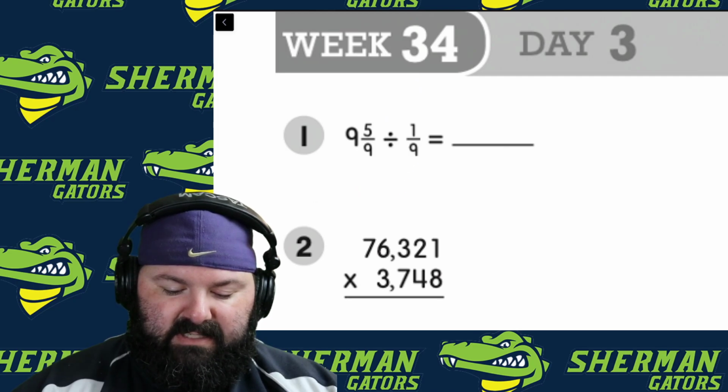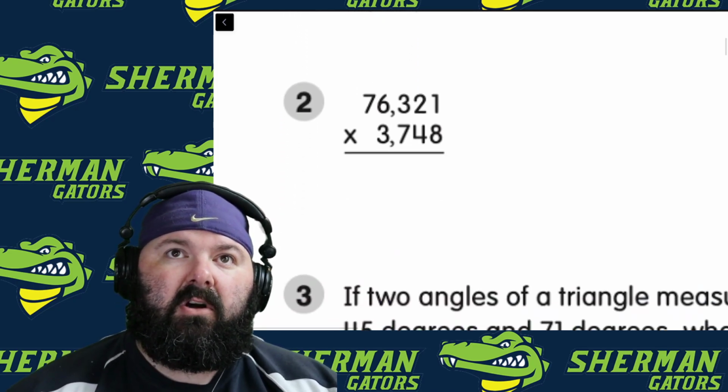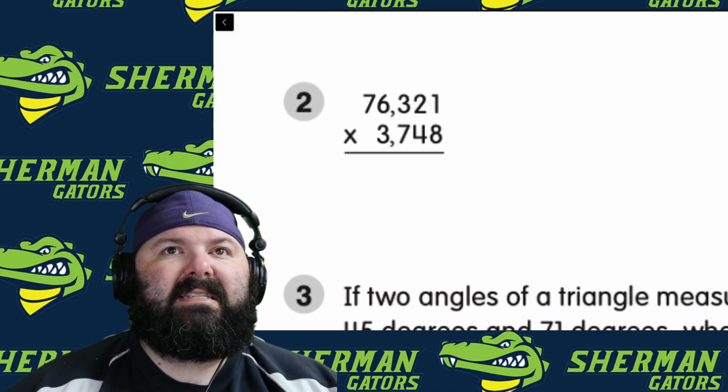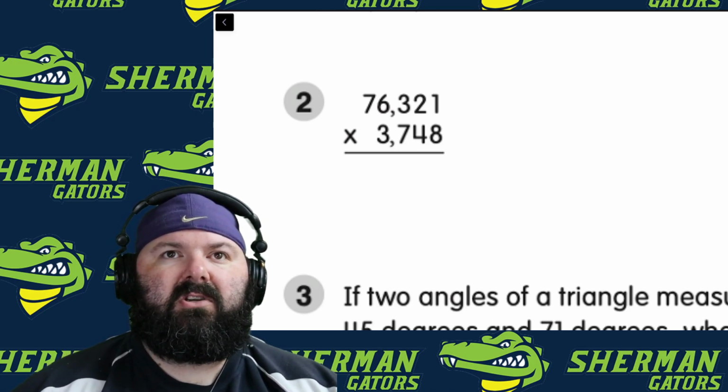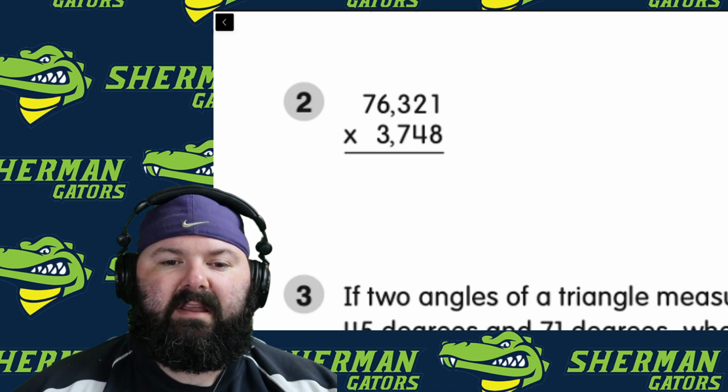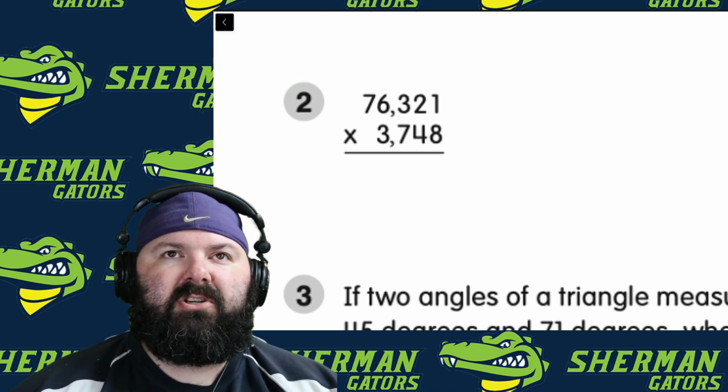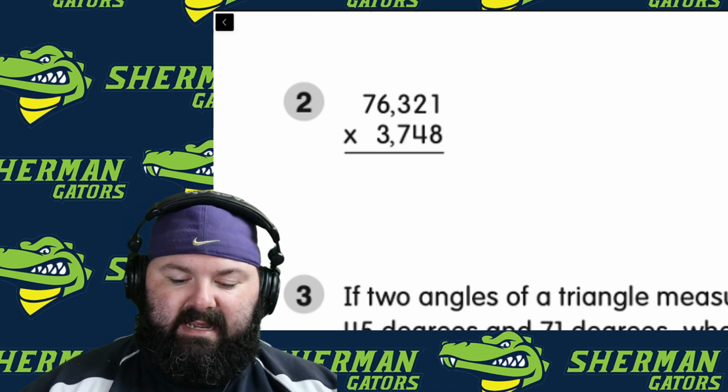Now on number 2, just doing some multiplication. Now this is a larger number to multiply, but the steps are the same that we have been doing. So make sure that you are showing your work, not just using your calculator. We're on to you guys. Be sure to show your work so we can see how you did that.